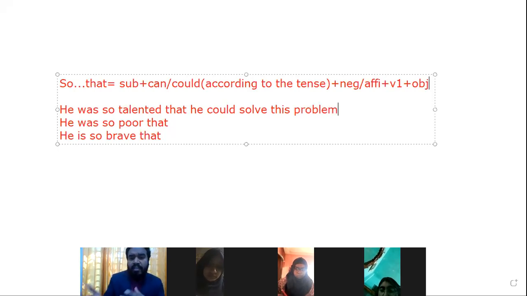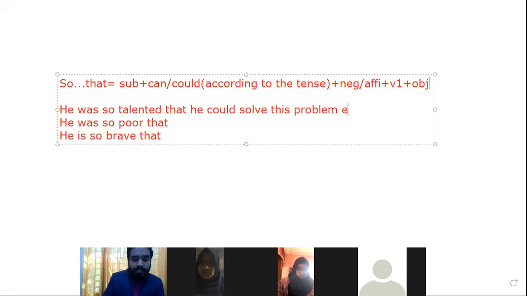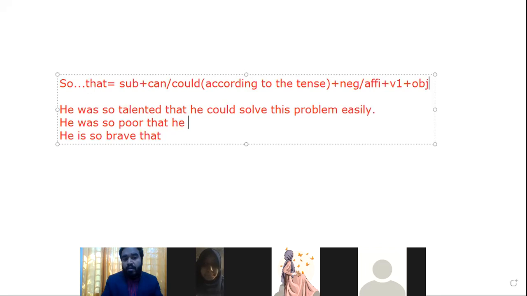It's not like that all the time. If you write, you will write down the negative clause. It depends on the situation. If it is a positive sentence, then present it in a positive way. He was so talented that he could solve this problem easily. He was so poor that, now this will never happen. He was so poor that he could buy a car. It's not possible.